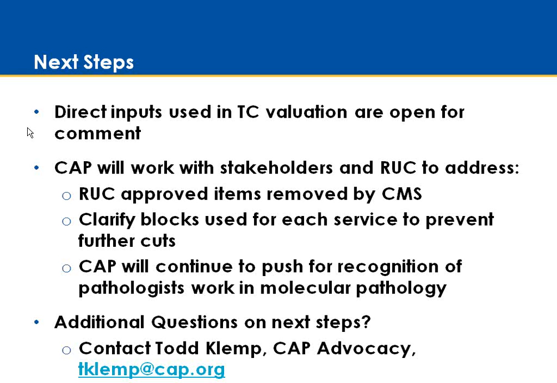So what are we going to be doing soon? We're going to be working with all stakeholders and the RUC to address the following issues. We have a list of RUC-approved items that was removed by CMS in its final calculations for the 88305 TC. Some of those costs were, in fact, quite significant, such as courier transportation costs. What we're going to do is advocate that those costs are, in fact, direct costs and may be attributable to the specific benefit of a specific patient.